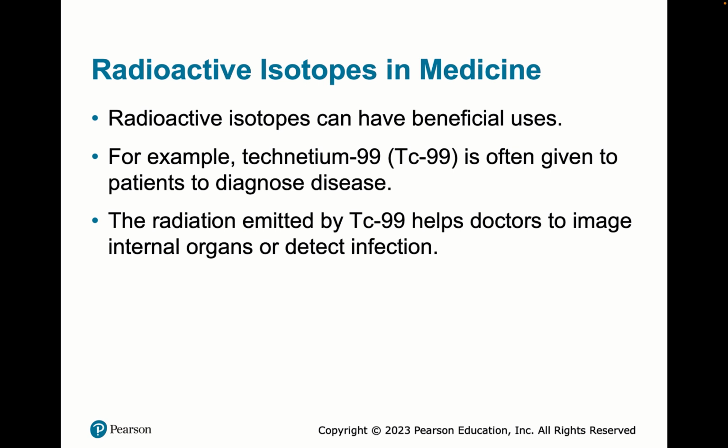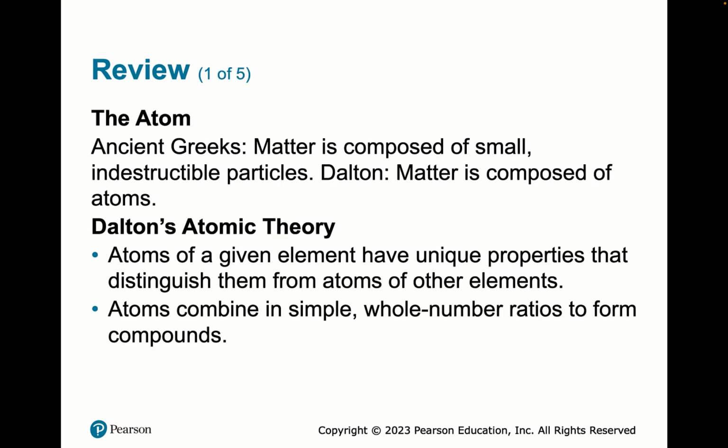There are some good uses of radioisotopes. One of them is nuclear medicine, and I've had this done to me. I've had a bone scan with technetium-99. It's an excited nucleus that emits gamma rays and can be used to image where your bones are and look for things. So it's a very powerful tool to image things like bones, for instance.